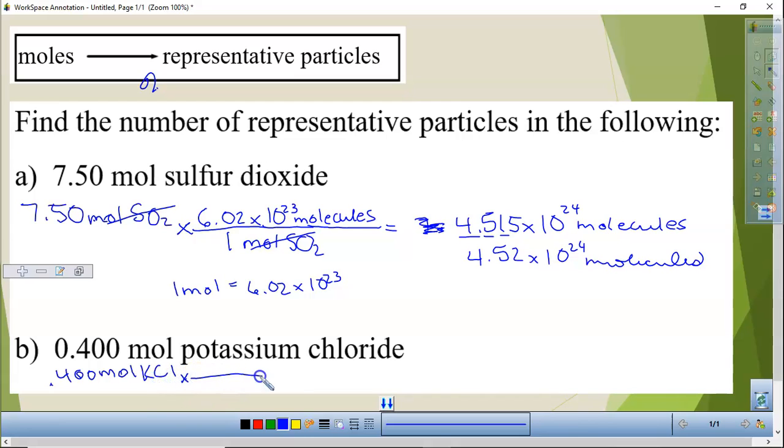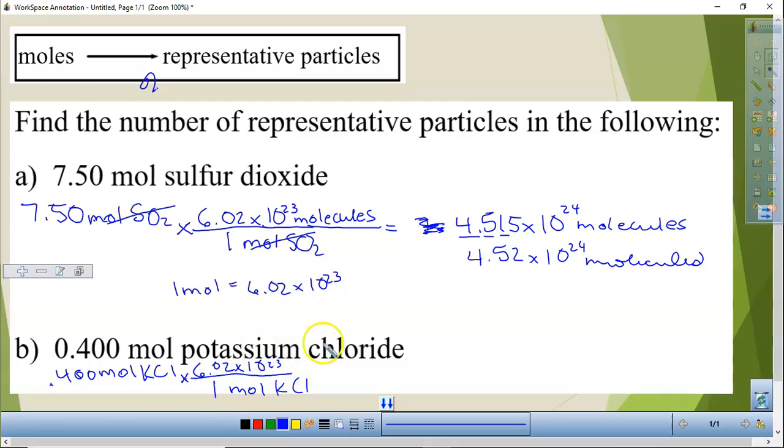So, what do I do now? Oh yeah, you know it. I go down that unit. Put moles of KCl in the denominator. Okay, this is my conversion factor. What number's next to moles? 1. So what do I put on top if I'm looking for particles? Avogadro's number. 6.02 times 10 to the 23rd.